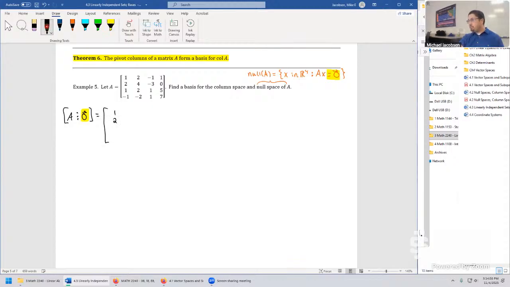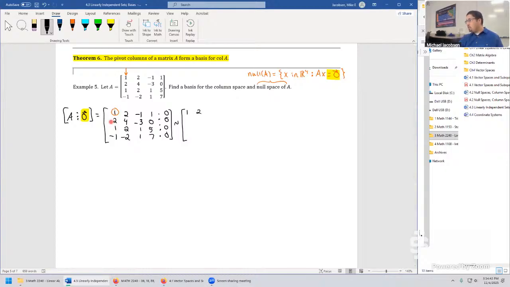Becomes 1, 2, 1, negative 1, 2, 4, 2, negative 2, negative 1, negative 3, 1, 1, and 1, 0, 5, 7. It's kind of amazing that no matter how abstract we get in chapter 4, row reduction always seems to make a comeback some way, somehow. So row 1 gives us a pivot here, and that means that's our first pivot column, just column 1 of the matrix A. Let's pivot off this, eliminate the entry 2 below, 1 below, and the negative 1 below.